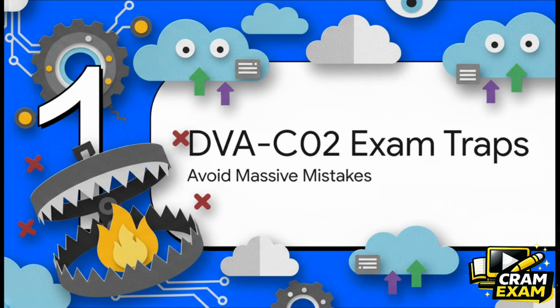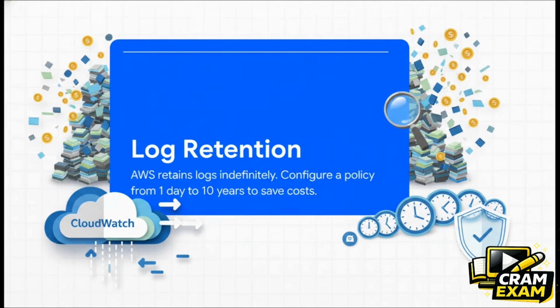Now, whether you're building this in the real world or studying for your AWS certification, watch out for these 2 massive exam traps on the DVA-C02. Let's dive into the first one. Trap number 1. Log retention. By default, Amazon CloudWatch Logs retains your data indefinitely. Let me repeat that. It keeps it forever.